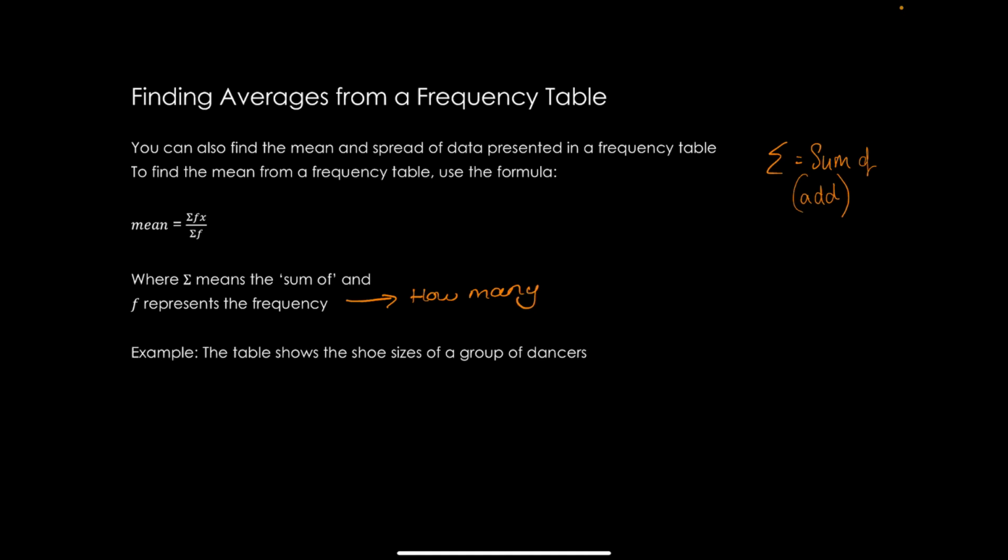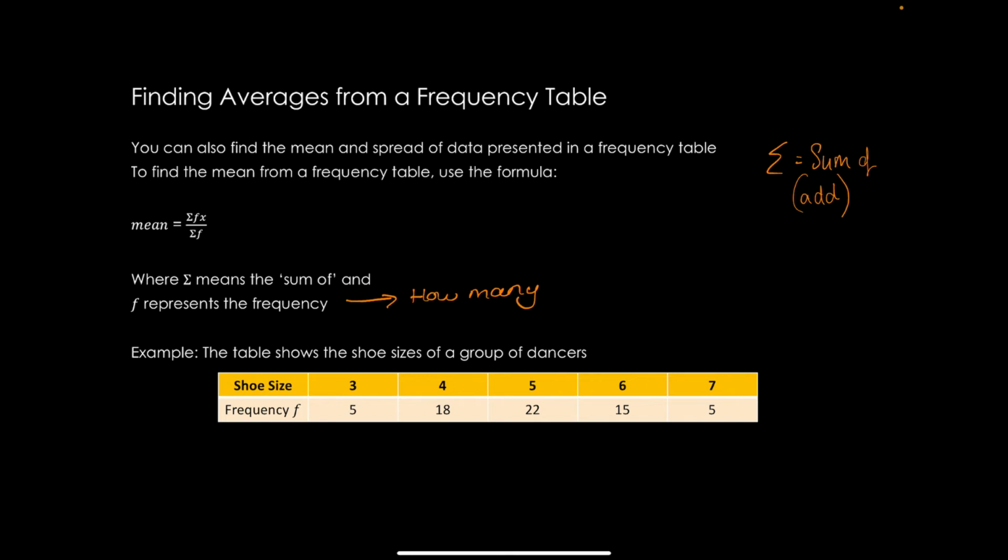So here's an example, and you'll understand this a bit better. The table shows the shoe sizes of a group of dancers. What this table means is that the shoe size was 3, but 5 people had a size 3 in this class. Size 4, there were 18 people. Size 5, there were 22 people. Size 6, there were 15 people. And size 7, there were 5 people.